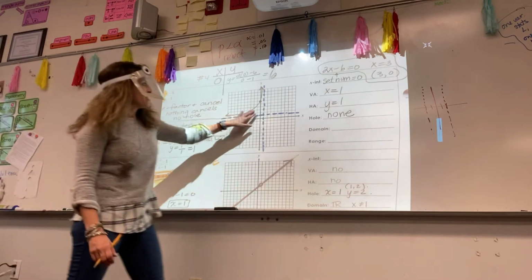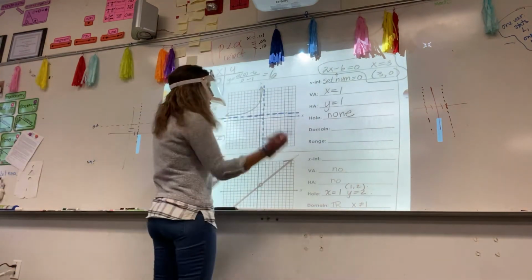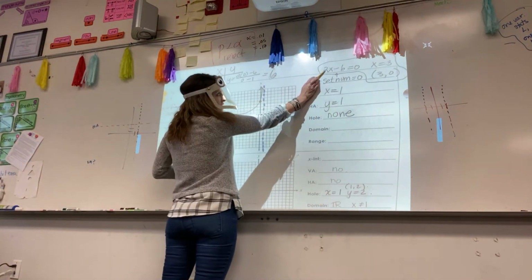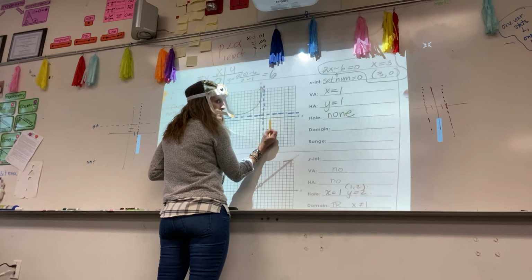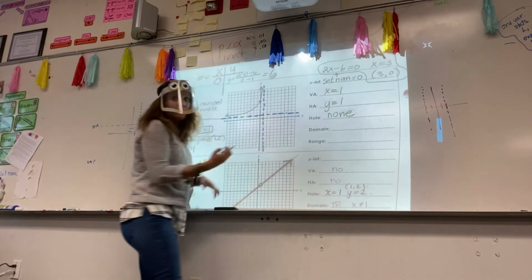So you just set your numerator equal to 0. That gives you an x-intercept. So I solved it. I got 3. Well, that's an x-intercept. That means it's on the x-axis. So I go over 1, 2, 3. There's my other point. Easy enough?